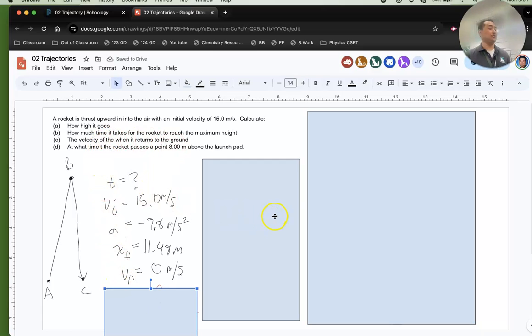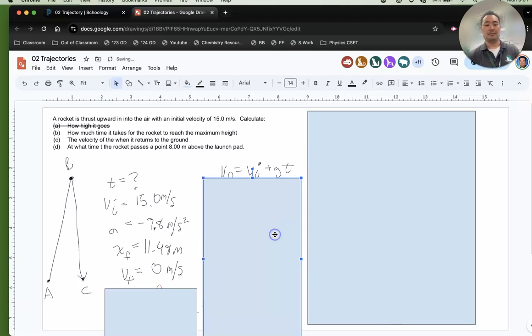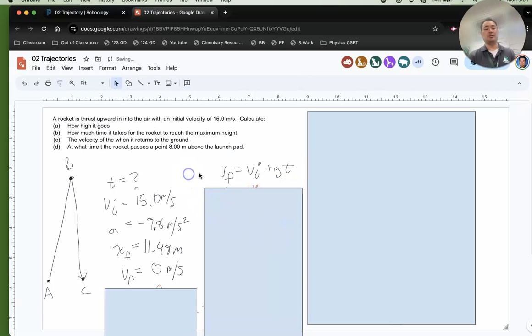Now, when we imagine how fast the rocket's moving at maximum height, v sub f is 0, because that rocket starts to come back down. Here's the equation we're going to use. Velocity final equals velocity initial plus gravity times t. This is a formula that will always be used to find time. You don't have to worry about the other formulas. This is why you're taking notes, so you can actually use this formula on your test.